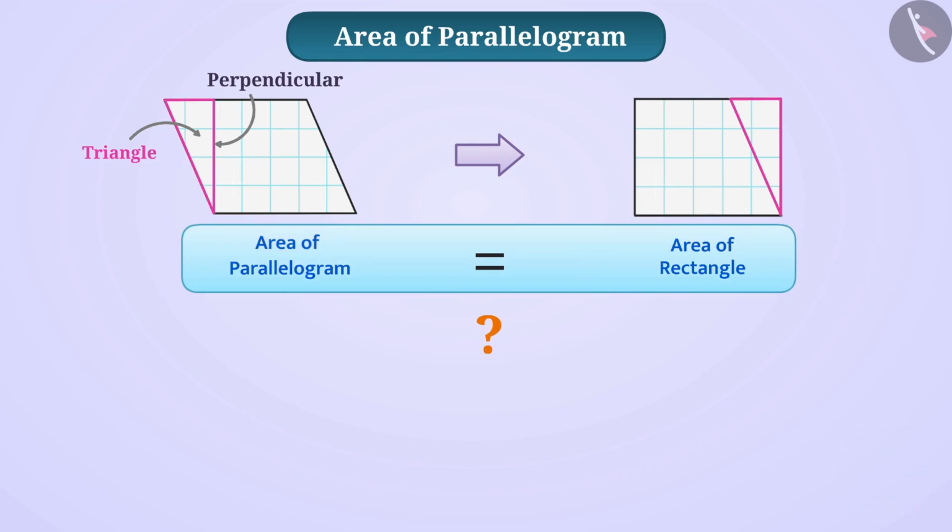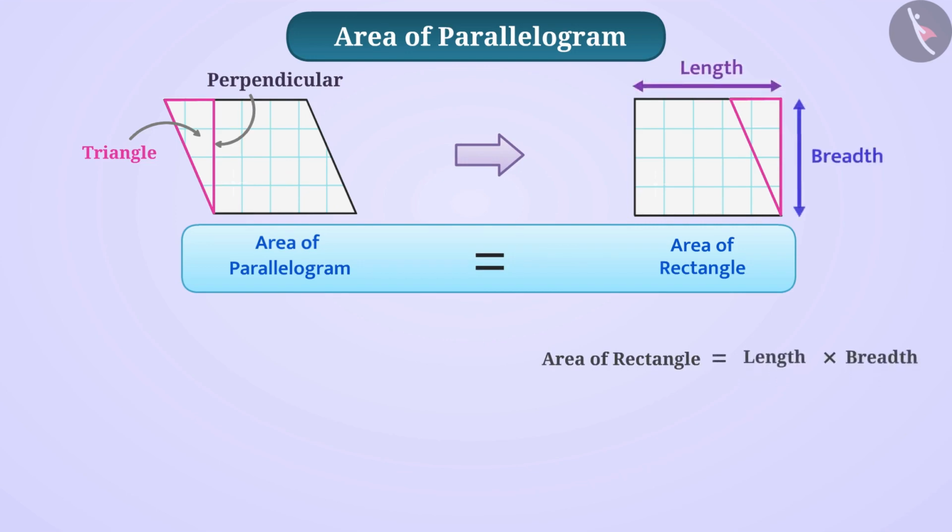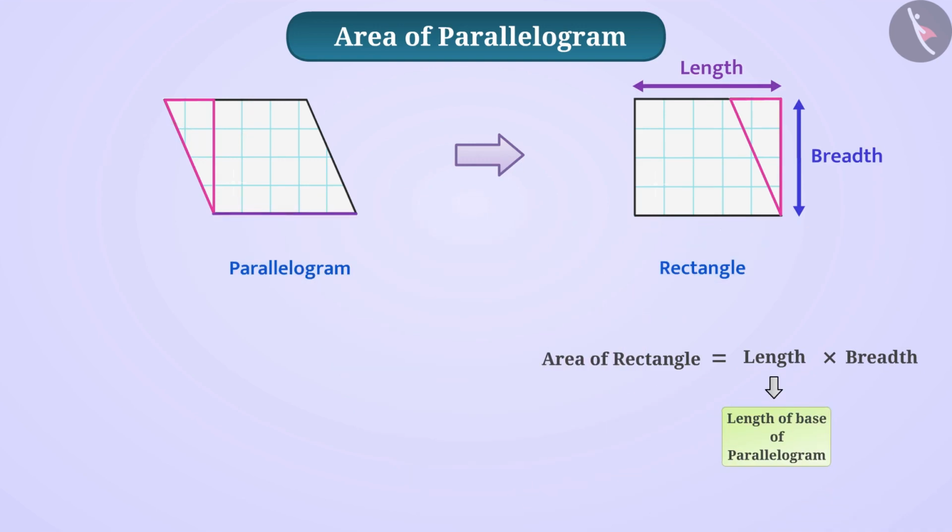Absolutely true. Since we have made the rectangle from parallelogram, therefore, area of parallelogram and area of rectangle will be equal. We know that area of rectangle is equal to length multiplied by breadth. Here, length of rectangle is equal to length of base of parallelogram. The line on which perpendicular is made will be considered as base of the parallelogram. Similarly, breadth of rectangle is equal to height of parallelogram, which is the length of the perpendicular.